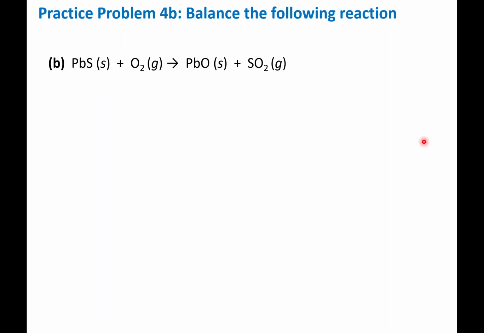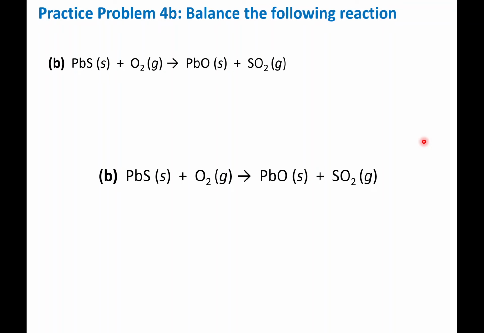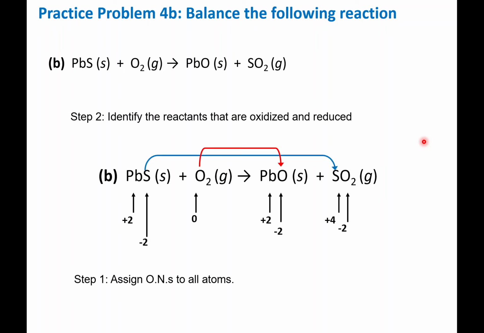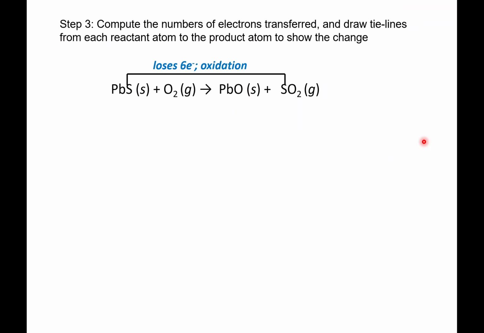All right, let's try this again with the second reaction. Lead sulfide plus O2 goes to lead oxide plus SO2. So as we assign our oxidation numbers, in this case, we have sulfur going from -2 to +4. That's oxidized. Oxygen's going from 0 to -2. That's being reduced. Okay, how many electrons?